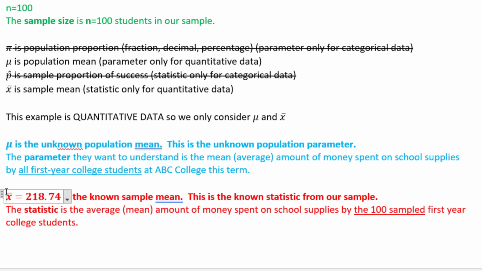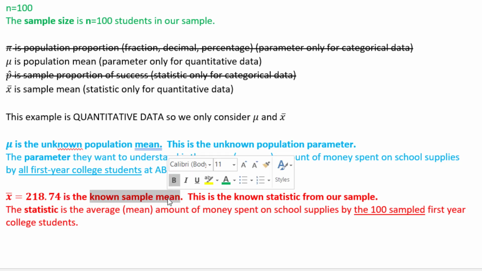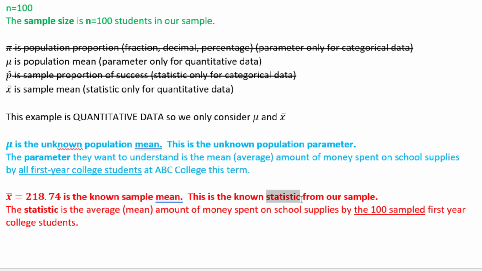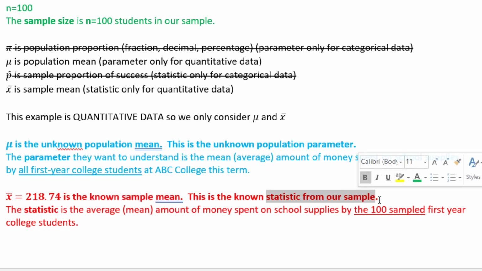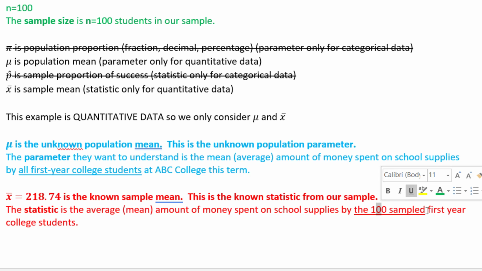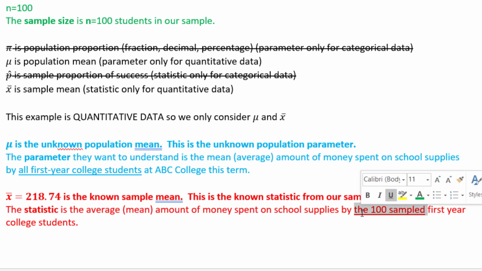But we do know the value of x bar. X bar is equal to 218.74. It is a known value. It is the sample mean. This is a statistic that we got from our sample. We sampled 100 students. We gathered from each one of those 100 students the amount each one spent on school supplies, and then we added them all up and divided by 100 and found this value, 218.74. It's the mean amount spent on school supplies of the 100 sampled students.